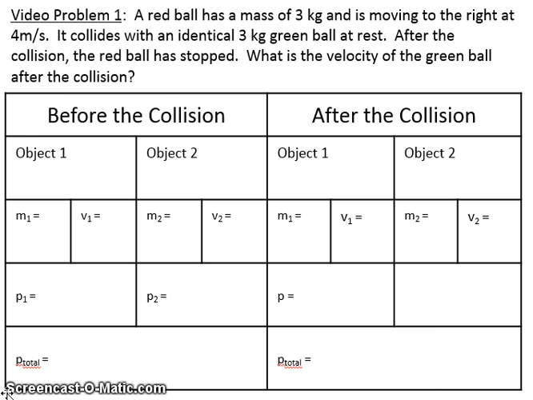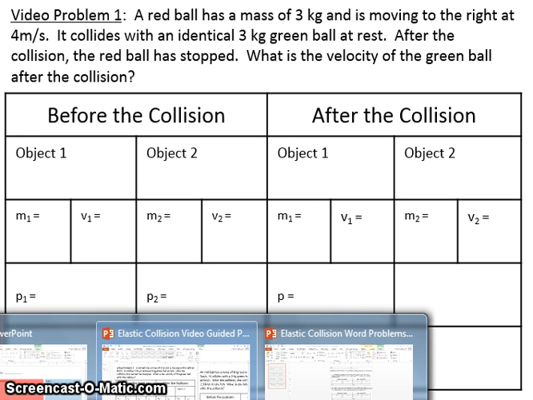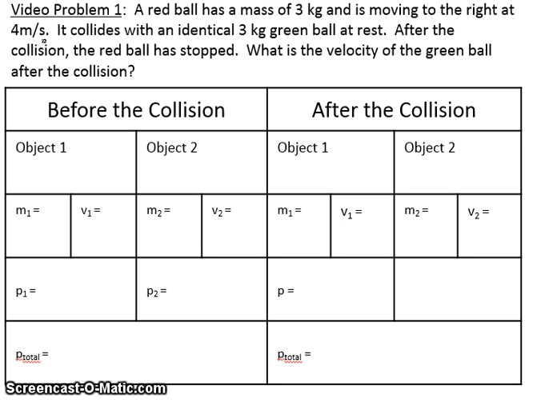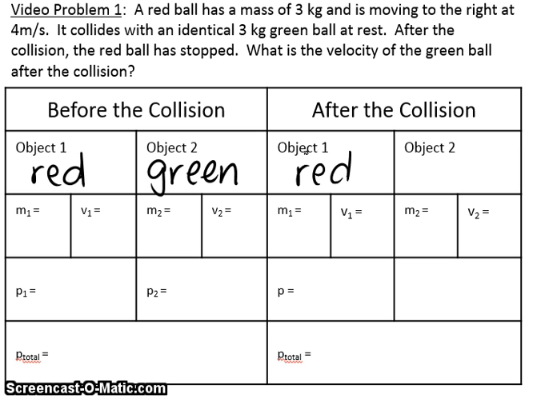So it's a good idea to first identify our objects so that we can keep them all in order. So object 1 is a red ball. Object 2 is a green ball. So we've got object 1 red, and object 2 is green. Object 1 after the collision is still red, and object 2 after the collision is still green. So now we can start to fill in our before the collision information.